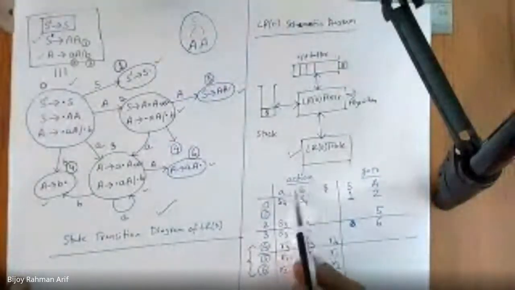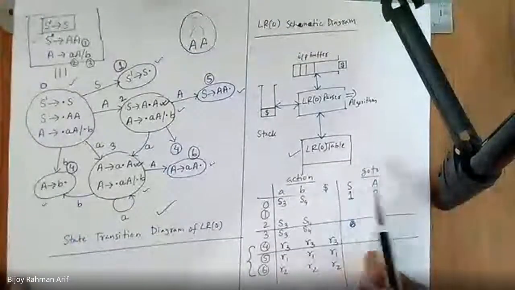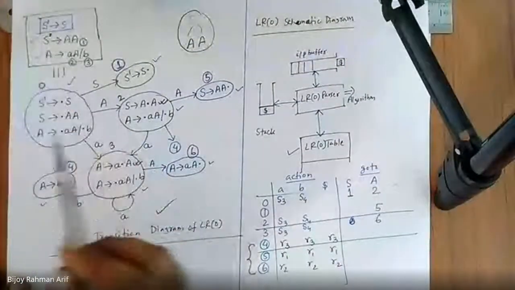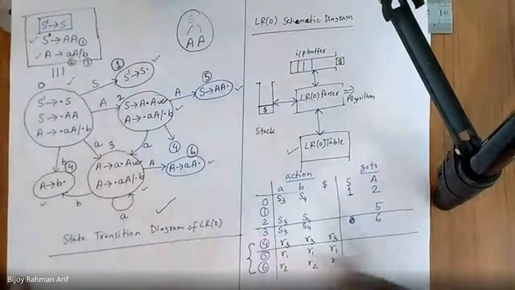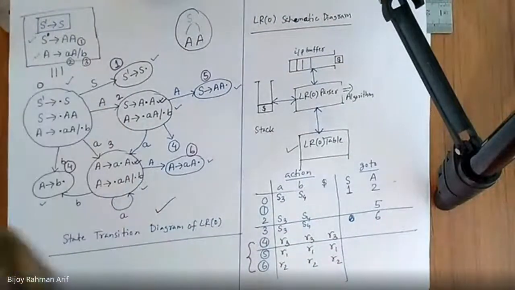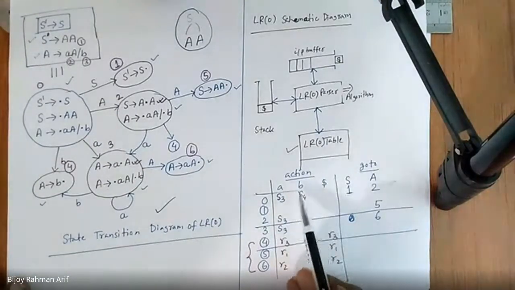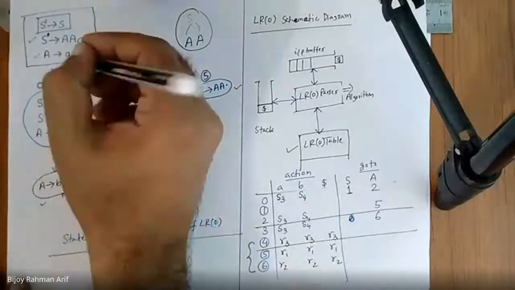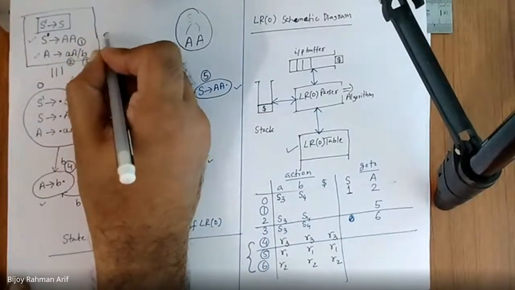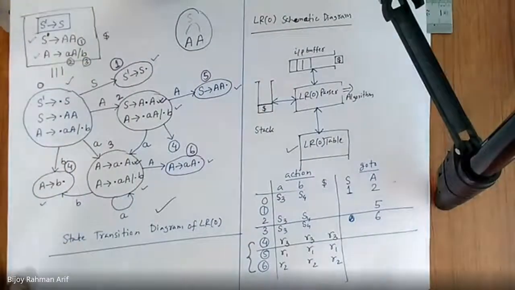Now, what are the variables present in this grammar? We have capital S, which is the start symbol, and capital A. We don't need to write S dash because we have added this. What are the terminals present? Small a, small b, and we have another special one: you always know that dollar is at the end of the buffer. So we write that there.